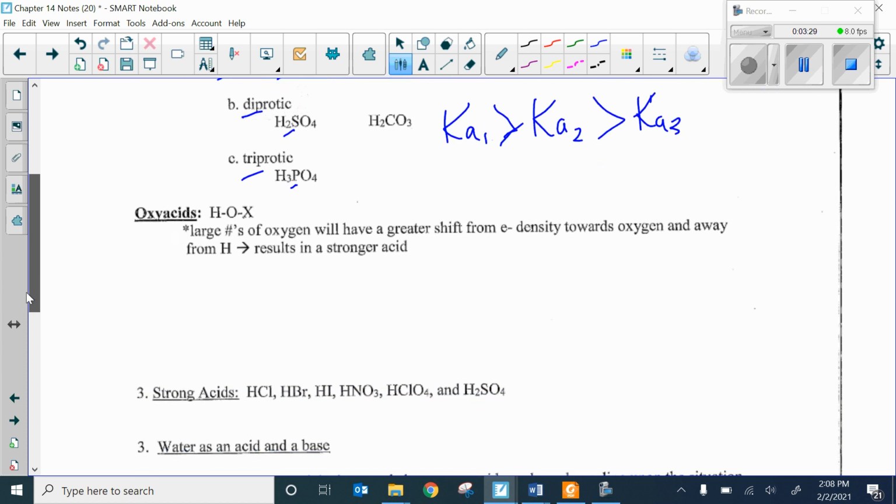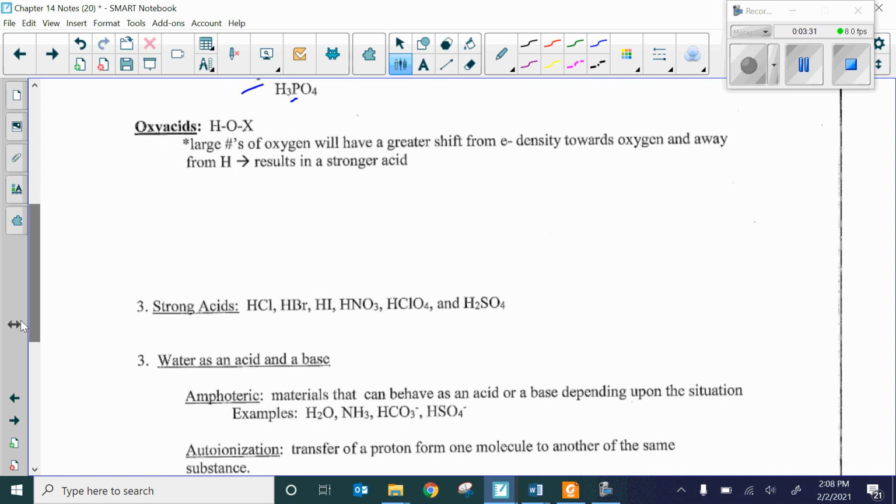Okay, oxyacids. So how do we determine the strength of an oxyacid? We can recognize it's an oxyacid because it starts with H, and we have an oxygen there connected to something else. So if we have a large number of oxygens, we'll have a greater shift of the electron density towards the oxygen and away from the hydrogen, which results in a stronger acid. We've got to remember that when we say stronger acid, it means it's going to dissociate easier. It's going to break apart.